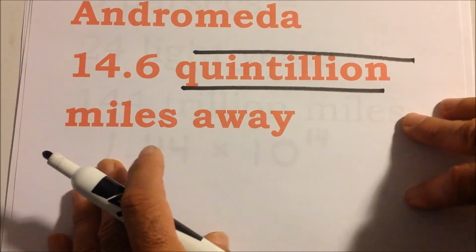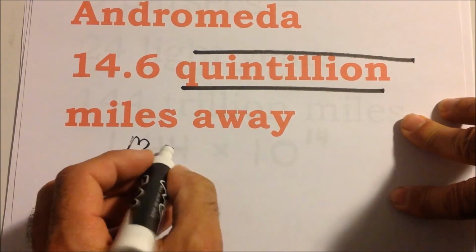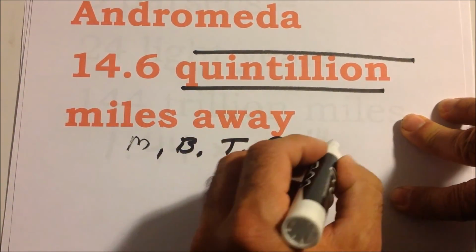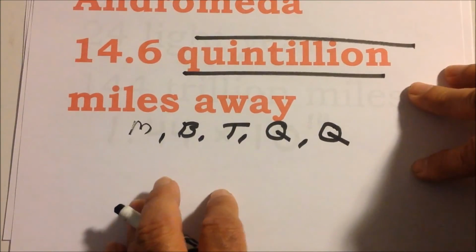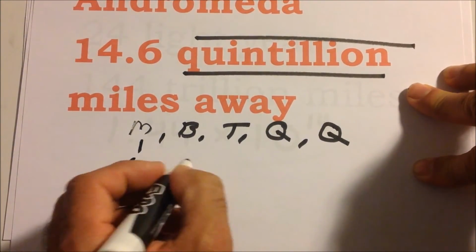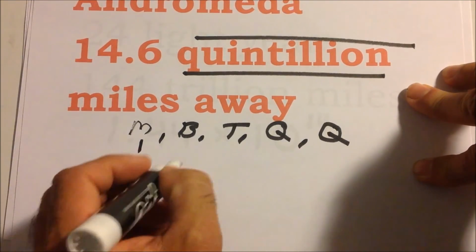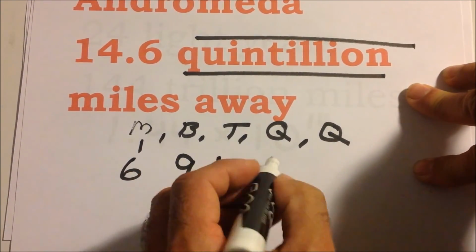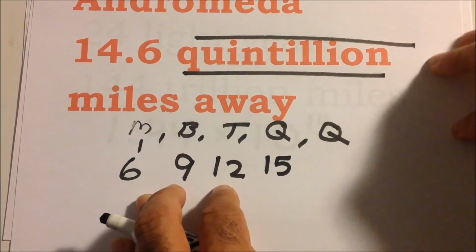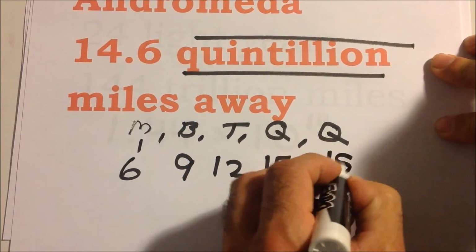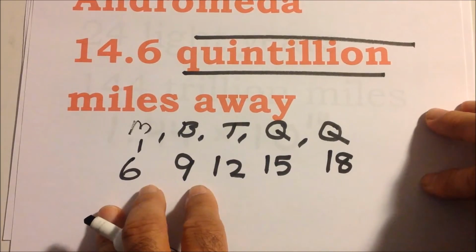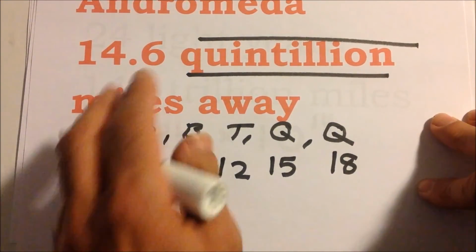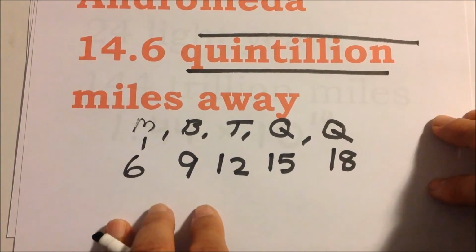So, quintillion. So we have million, then we have billion, we have trillion, we have quadrillion, then quintillion. So the number of zeros, right? We know there are six zeros in a million, nine in a billion, 12 in a trillion, 15 in a quadrillion, and there's 18 in a quintillion. So what do you think? How would you write 14.6 quintillion in scientific notation? Try that.